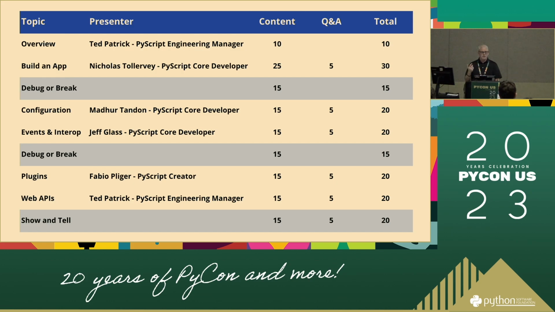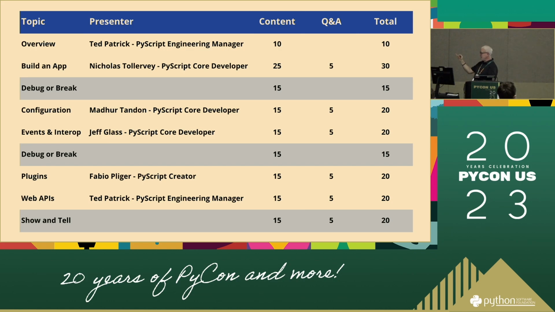Next, we're going to head over to configuration. Madhur is going to be handling configuration. Configuration is an area where there are a lot of issues because it's really about setting up your environment, loading the right packages, and getting things set to run. Then Jeff is going to be handling events and interop. So how do we talk from Python to JavaScript, and from JavaScript to Python? But also, how do you trigger events? How do you capture events, interactions with the browser DOM, and also events within the lifecycle of PyScript?